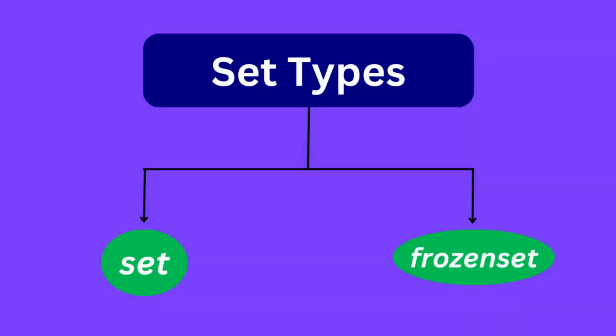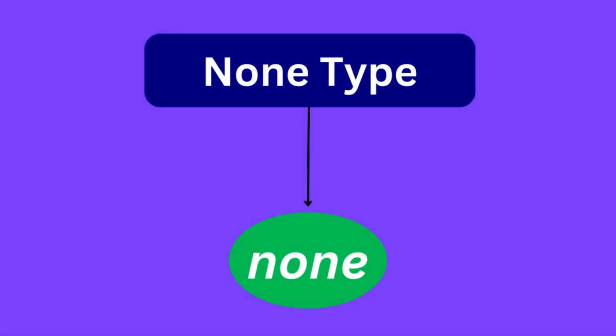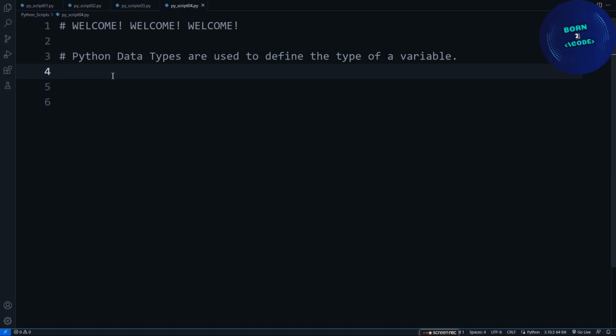Next is set types. There are 2 data types, set and frozenset. Next is Boolean type. There is one data type in Boolean, and that is bool. And lastly, none type, which has only none. These are the main data types you'll encounter in Python.